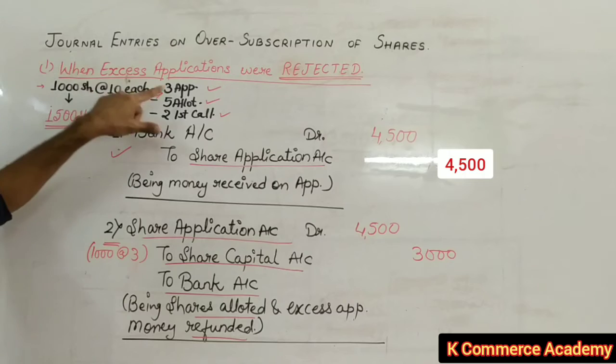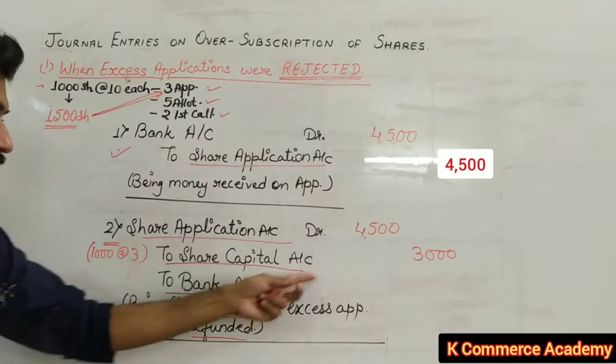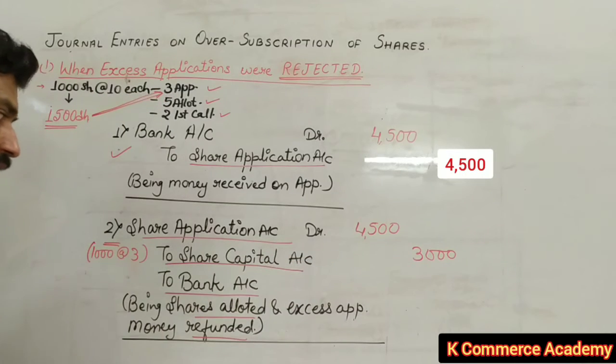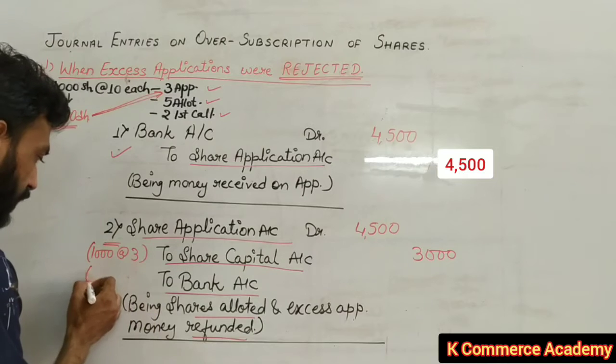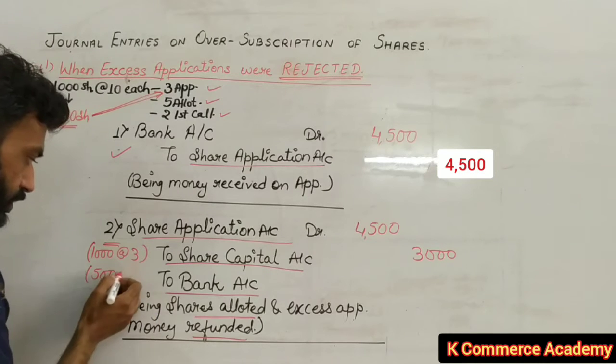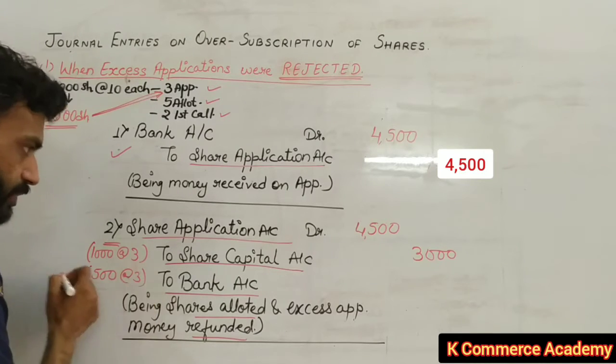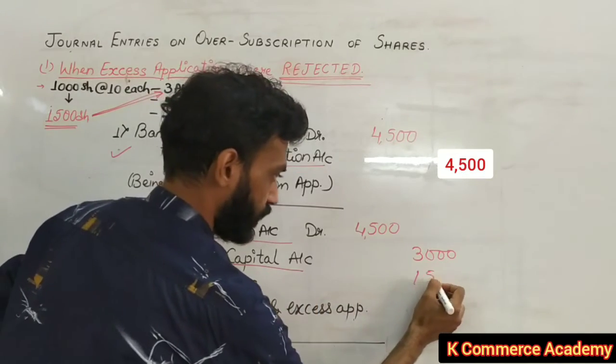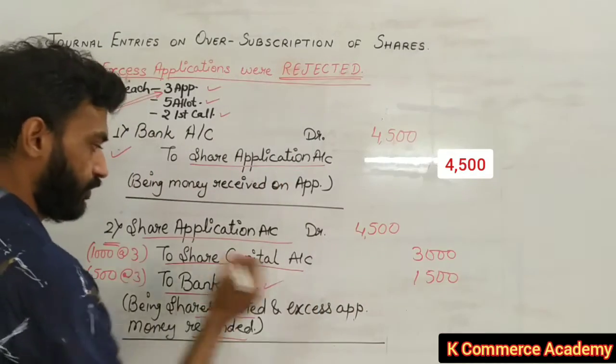The amount at the application rate on the number of shares we issued will be transferred to the share capital account, and the remaining excess applications, at the rate of the excess application money, rupees 1500, will be refunded.